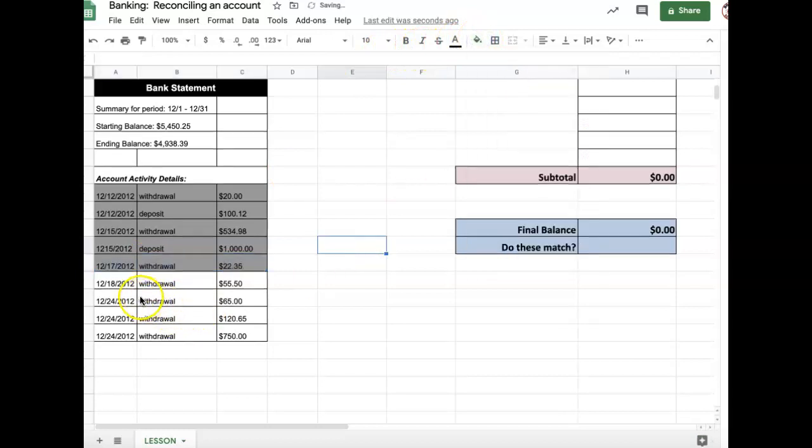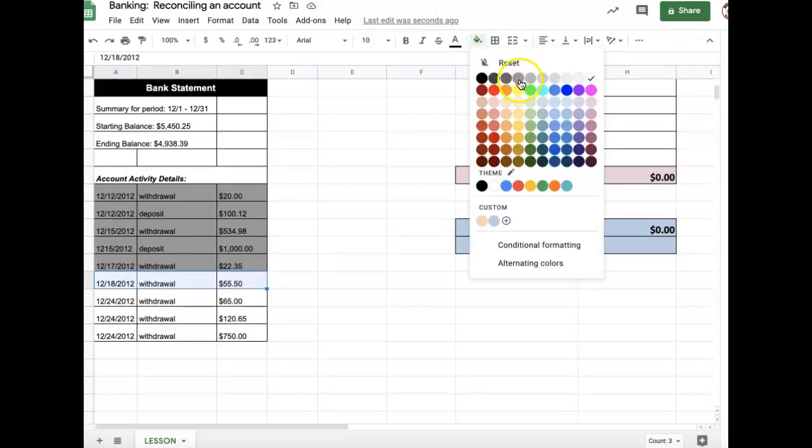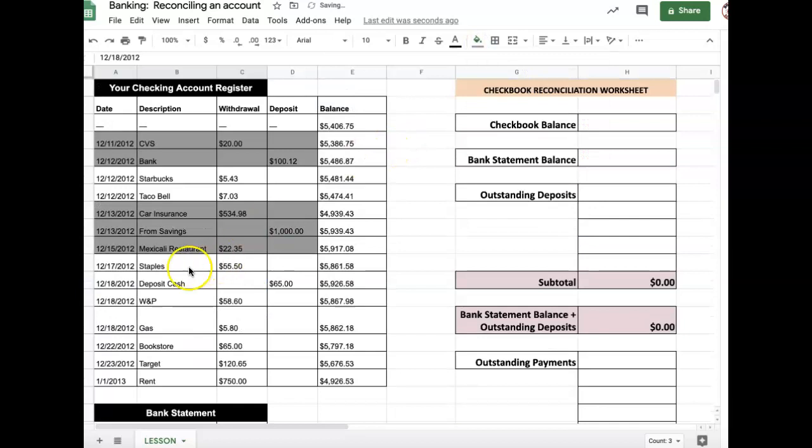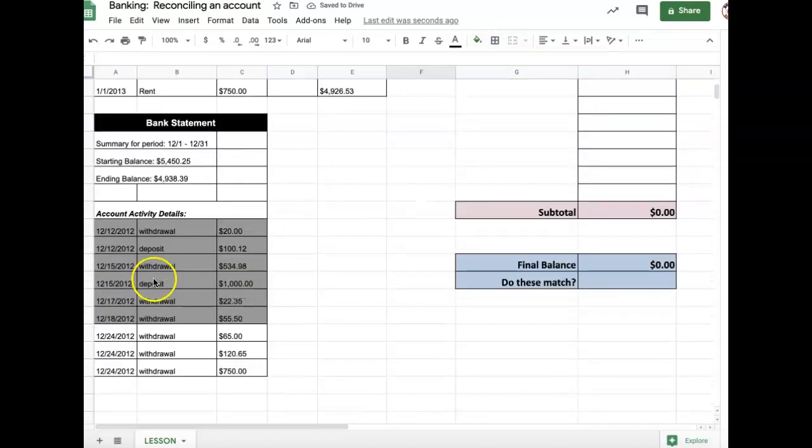The next one is 12/18, which happens to be my birthday. I wonder if I made this activity one time. Withdrawal for $55.50. Let's find that up top. Yep, you bought something at Staples. Maybe you bought staples. Who knows?